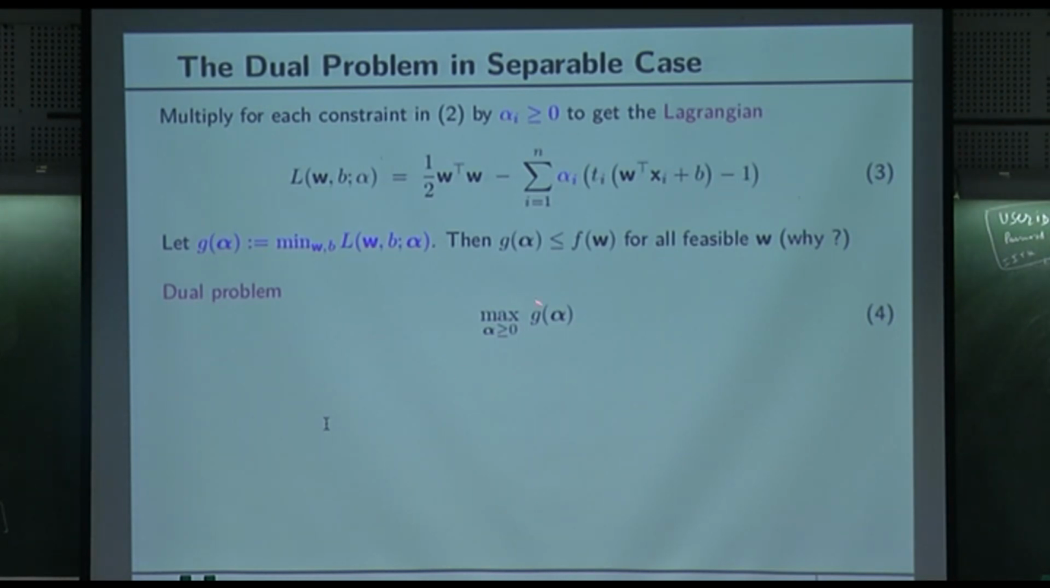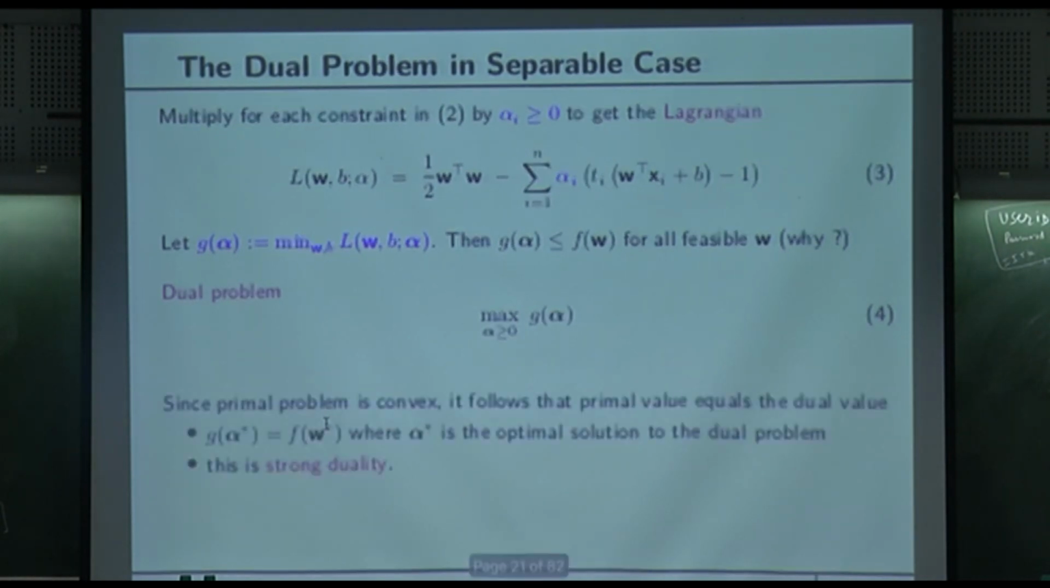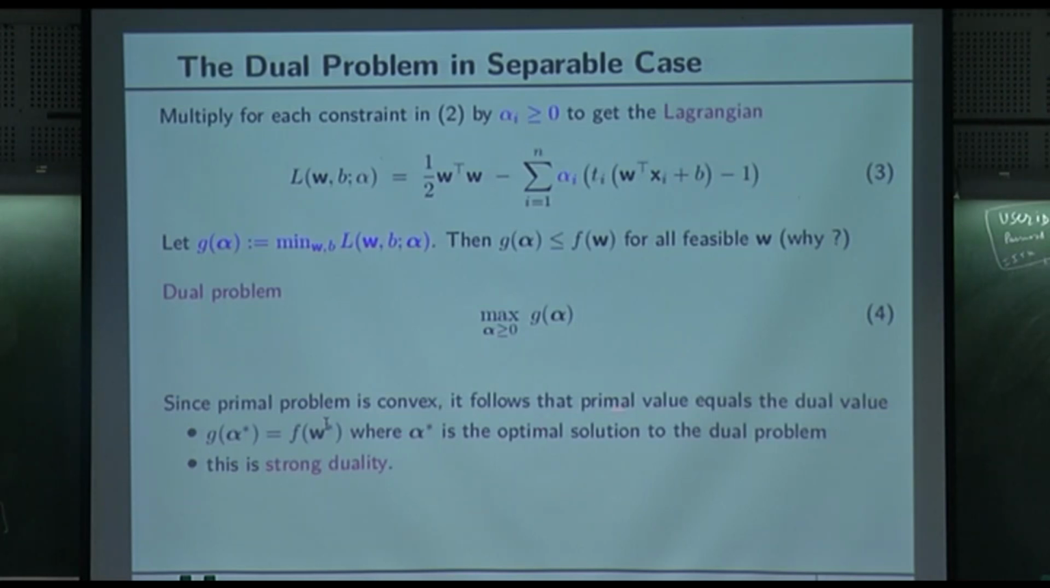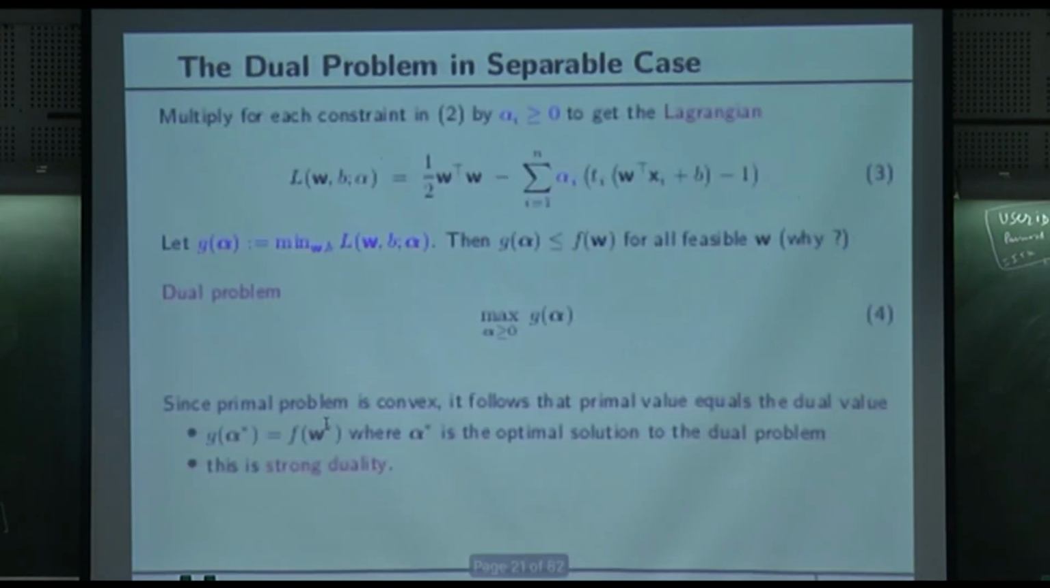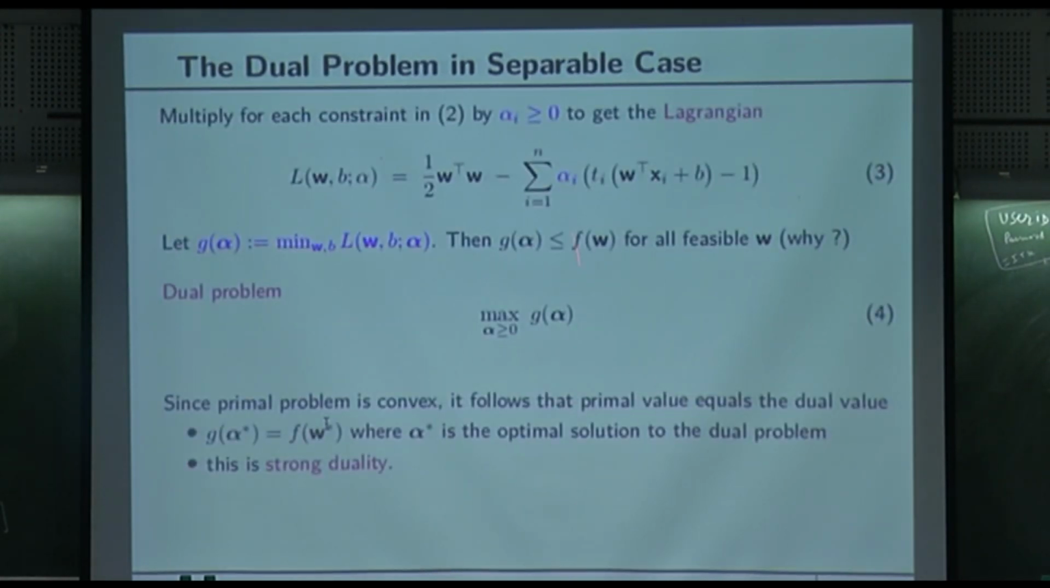The dual optimization problem is going to be the maximum of G of alpha for all alpha greater than or equal to 0. Since the primal problem is convex, it follows that the primal value equals the dual value. That is, G of alpha star is equal to F of W star, where alpha star is the optimal solution of the dual and W star is the optimal solution of the primal. This is what is called strong duality, and we'll be using it later on. In order to set up and solve this dual problem, we have to start from the Lagrangian, minimize that over W and B to find the value of G of alpha, put it back here, and then see what happens.